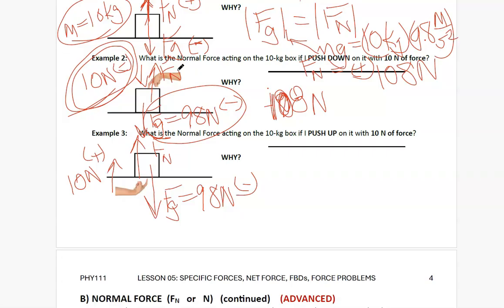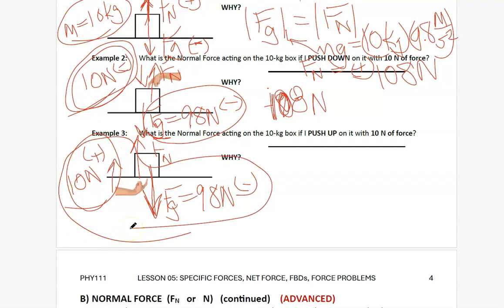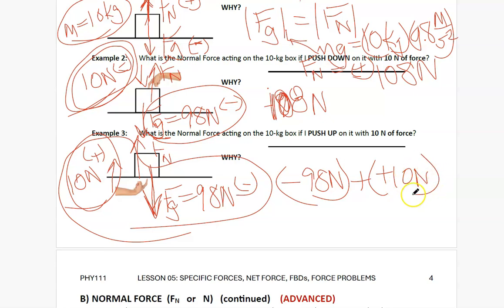All right. So the normal force now has to balance the weight force, but not all the weight force, because some of it is helped by this 10 newtons. So instead of having to fight 98 newtons of downward force, it's actually only having to fight 88 newtons in the downward direction. How do we know that? Well, if we add these two forces that we know together, we have negative 98 newtons plus a positive 10 newtons. That's what we know we have.